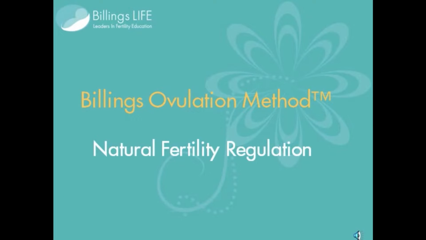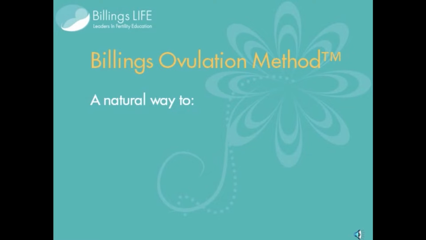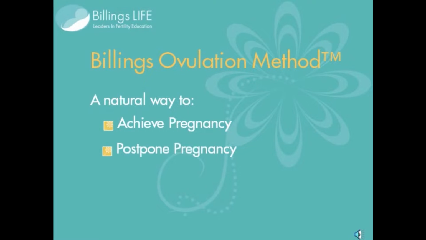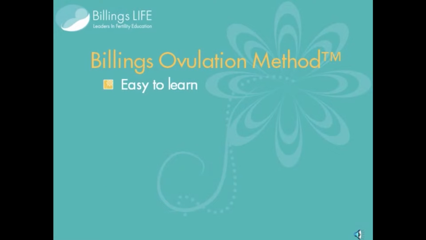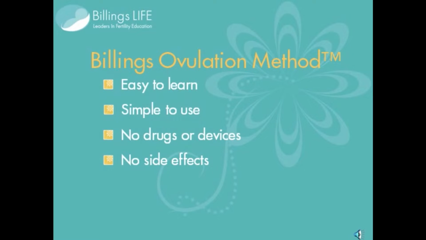The Billings Ovulation Method, a natural method of fertility regulation. A natural way to achieve pregnancy, postpone or avoid pregnancy, and to monitor reproductive health. This method is easy to learn, it's simple to use, involves no drugs or devices, and therefore there are no side effects. It's a reliable method, and it's morally acceptable to all cultures.